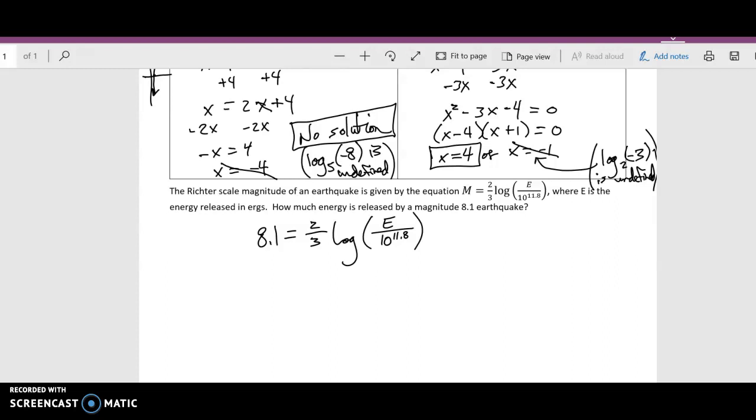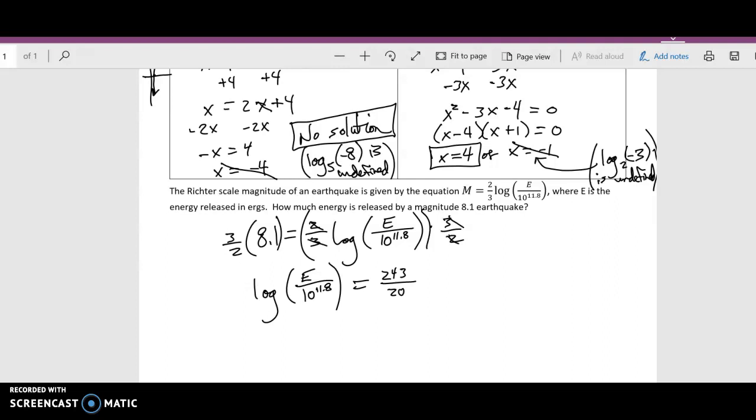So we're going to get rid of this fraction by multiplying on both sides by its reciprocal. Over here, we're going to end up with log of E over 10 to the 11.8. I'm writing it on the left-hand side, because you guys typically like to see the variable on the left. What in the world is this product? Turns out it's 243 over 20. I'm going to stick with fractions over decimals, because if we divide that, I bet it's a pretty nasty decimal.